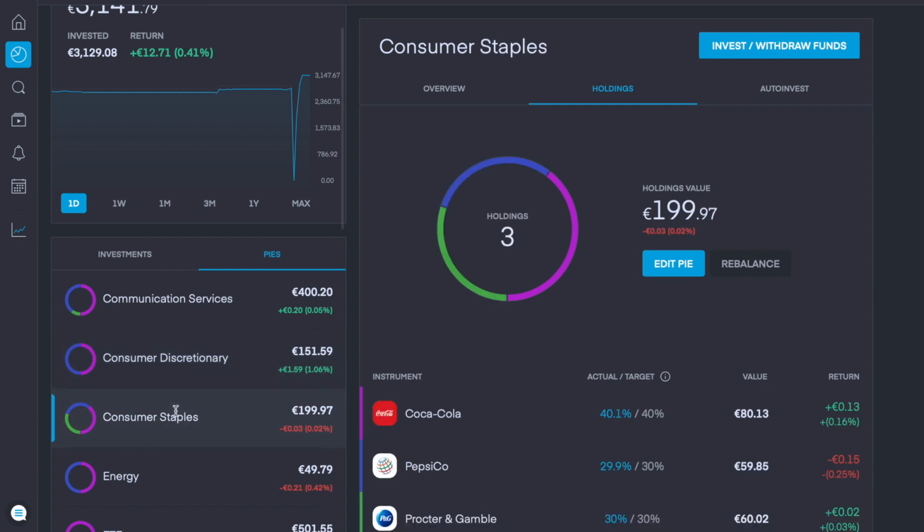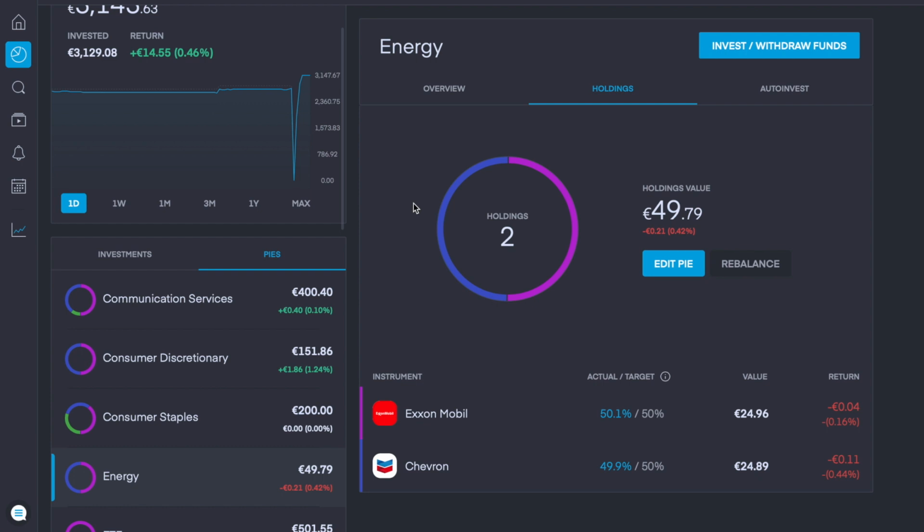In terms of the consumer staples sector, we have 3 companies as of now, and we have just under €200 invested. We have Coca-Cola with a 40% holding, Pepsi with a 30% holding, and P&G with a 30% holding. In energy, we currently have just under €50 invested, and we have 2 companies, so we have ExxonMobil and Chevron.